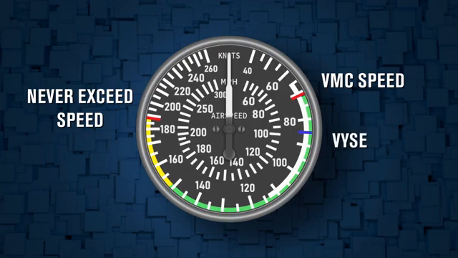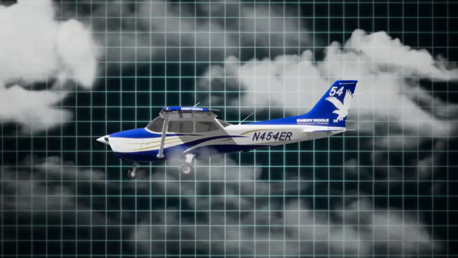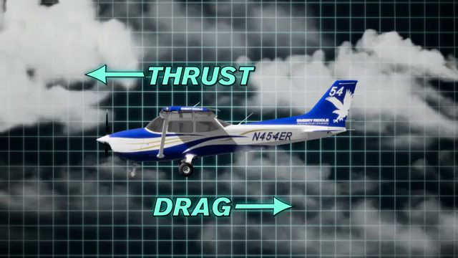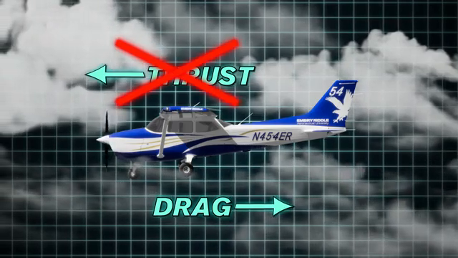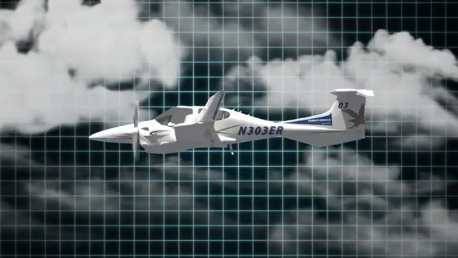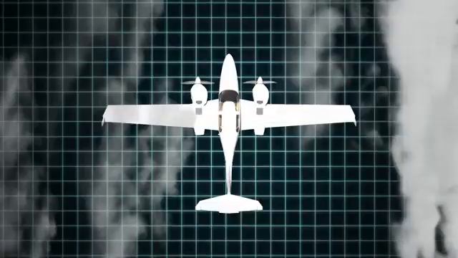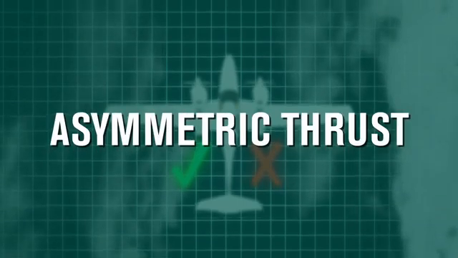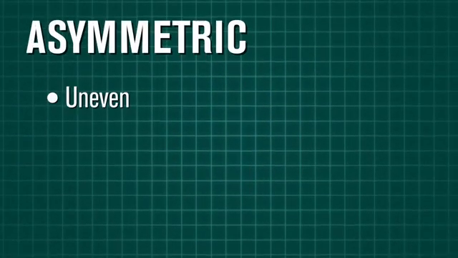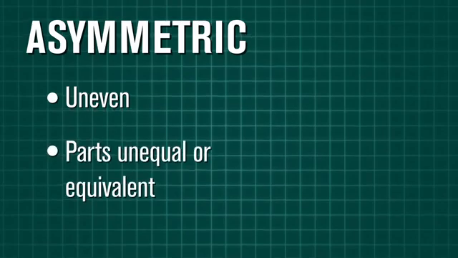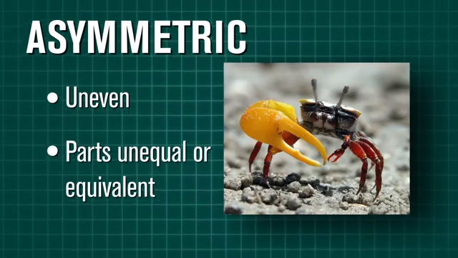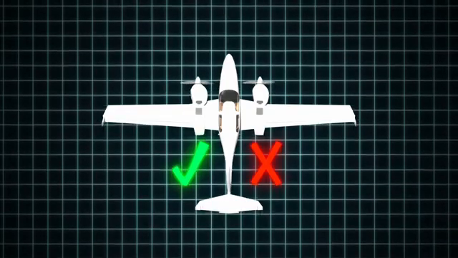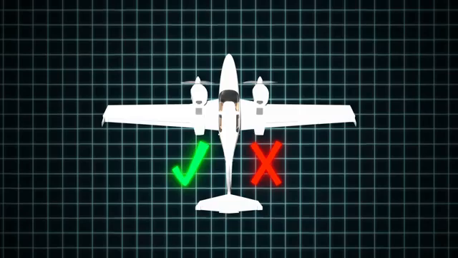So, what happens when the engine fails? When an engine fails in a single-engine airplane, the airplane simply operates like a glider in the sense that there is no longer thrust produced to oppose drag. In a multi-engine, however, when one engine fails, the other engine still operates, and this creates asymmetric thrust. Asymmetric means something is uneven or has parts or aspects that are not equal or equivalent. So, in this case, when the thrust produced by both engines is uneven, we say that it is asymmetric.